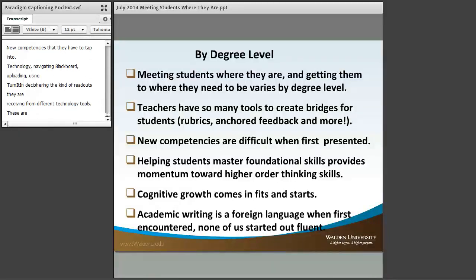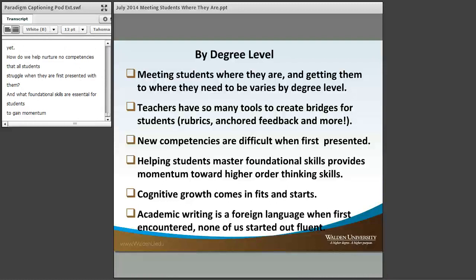These can cause a student to falter when it's actually a technology woe, but it can look like they have skills that they need to find yet. So how do we help nurture new competencies that all students struggle with when they're first presented with them? And then what foundational skills are essential for students to gain momentum and get them into higher order thinking?